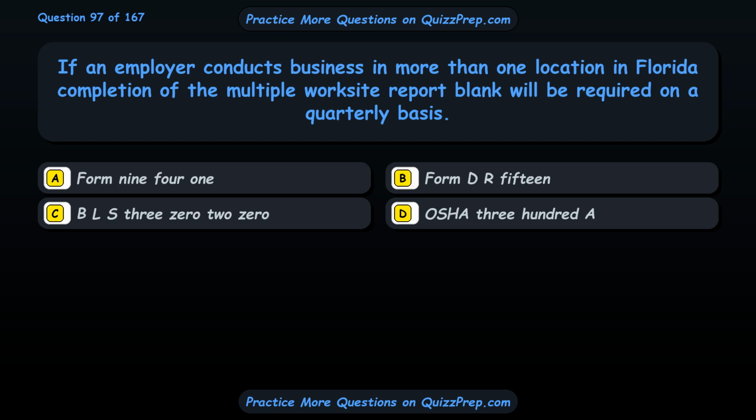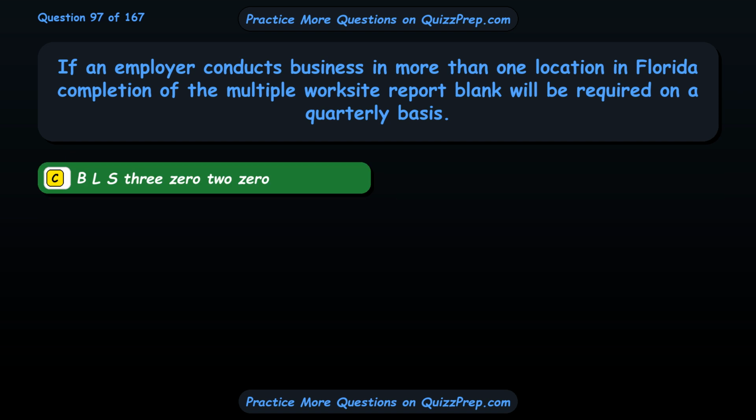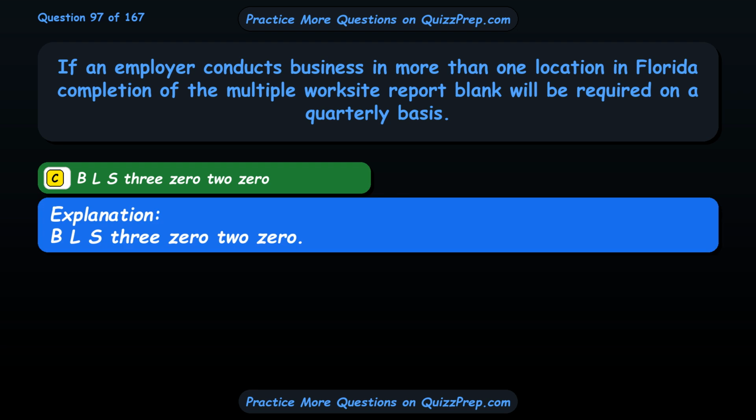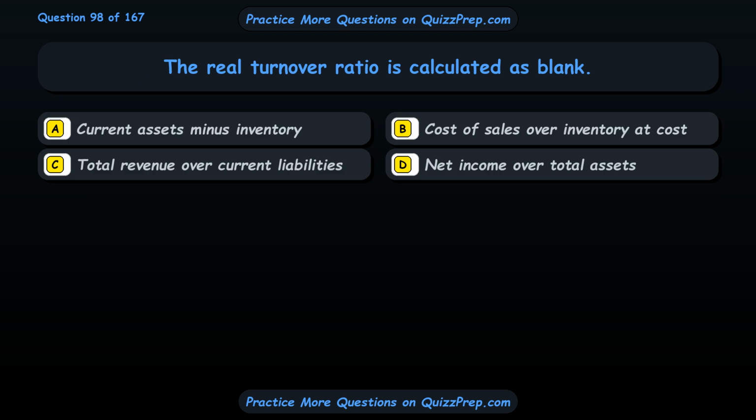Question 97. If an employer conducts business in more than one location in Florida, completion of the multiple worksite report blank will be required on a quarterly basis. Option A, Form 941. Option B, Form DR-15. Option C, BLS 3020. Option D, OSHA 300A. The correct answer is option C, BLS 3020.